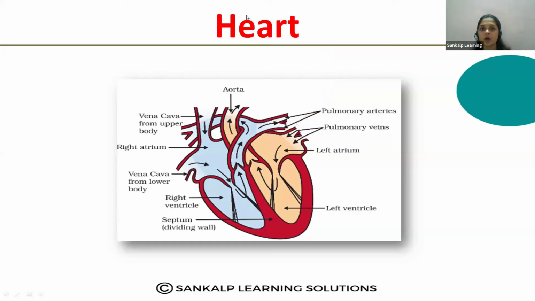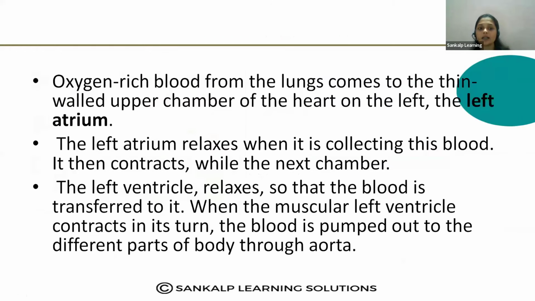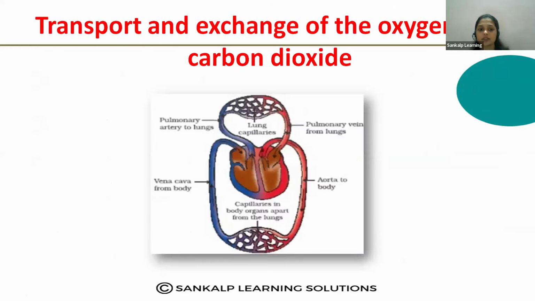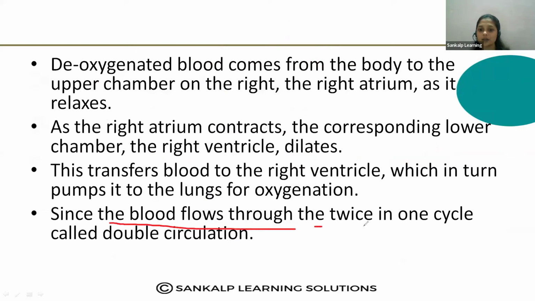So what is this double circulation? In one cycle, when the oxygenated and deoxygenated blood circulate, the blood flows through the heart two times. Oxygenated blood flows separately and deoxygenated blood flows separately. That is nothing but the double circulation. You can observe the blood flows through the heart twice in one cycle. That is called a double circulation. I hope this concept is clear.